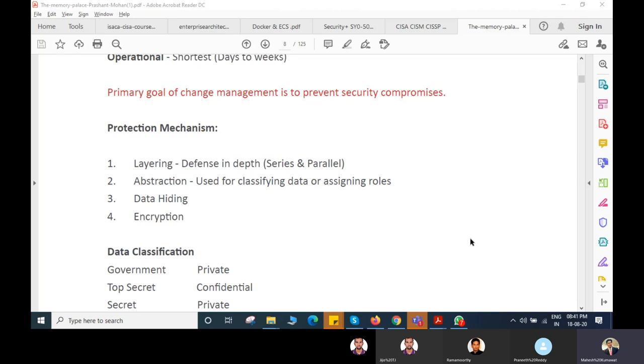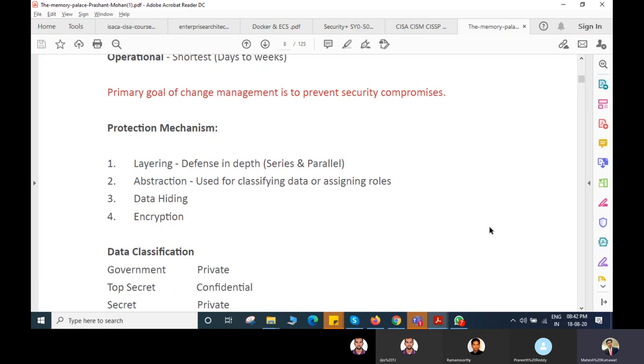We do data hiding so that no one can see the data. These are the protection mechanisms we will adopt in the company. If somebody asks how you are going to protect your data, you can say we use layering, defense in depth, abstraction of data, classifying and analyzing data, and assigning rules. Data abstraction means there are two categories. One is government data, data from the defense or the Ministry of India or different countries. And we have private data. The government corporate data we consider in the private sector.